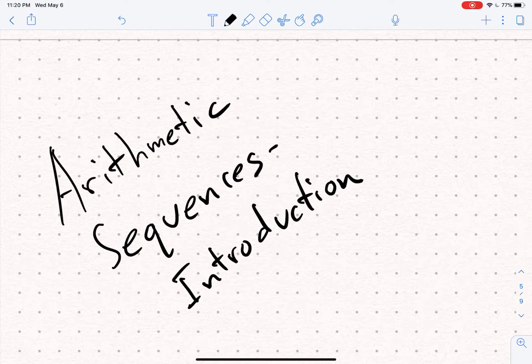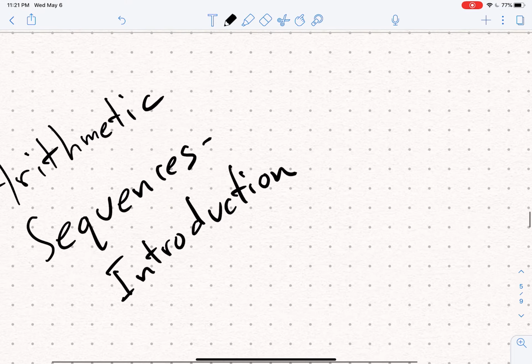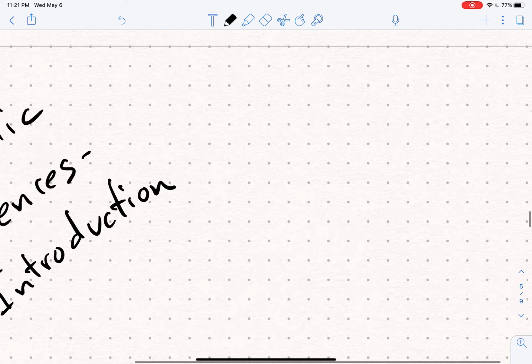Arithmetic sequences. An arithmetic sequence is just a name for a sequence where the pattern in them is very straightforward. The pattern is just that you always add the same amount to get from one term to the next. Let me give you an example.